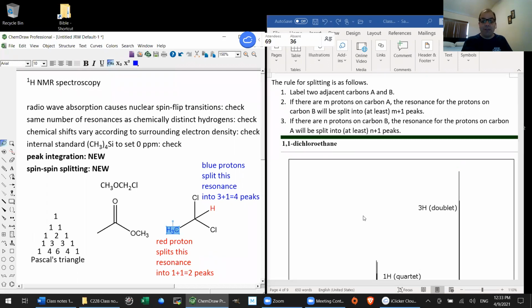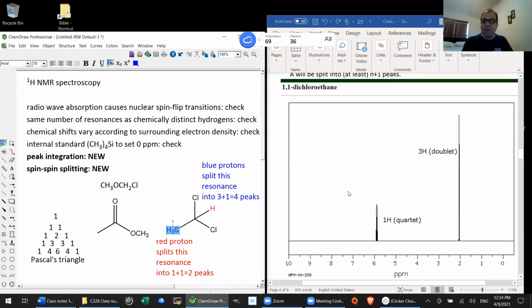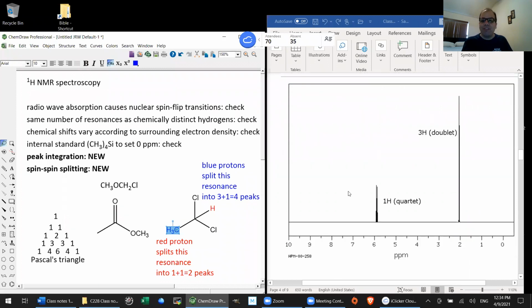And, you know, can splitting be even worse than this? Yes, that's why I wrote at least m+1 and at least n+1 peaks here. It can be worse than that, and we'll look at some examples of that on Monday. But I think this will get you through the vast majority of the times. Most of the time, the splitting will be relatively simple. It will be what we call first-order splitting. And that's certainly what we see here.